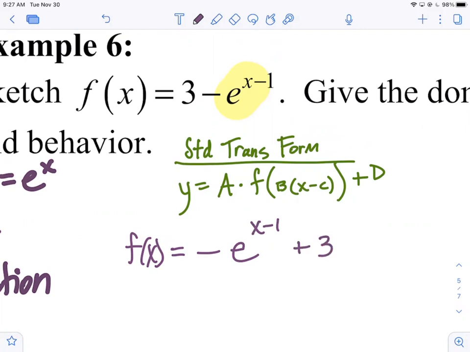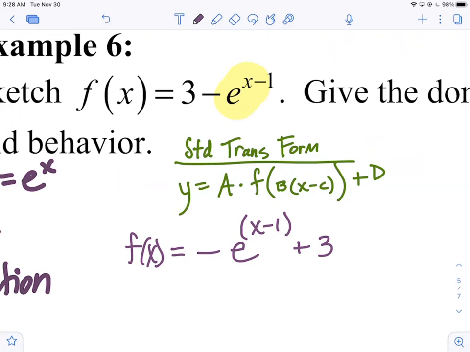Now, if you want to add parentheses to help yourself see layers, that's perfectly acceptable. x minus 1 is the inside part. So what does it mean to be inside an x squared function? It means to be in parentheses before you square it. What does it mean to be inside a square root function? It means to be under the radical. What does it mean to be inside an exponential function? It means to be in the exponent. That's where the x is.